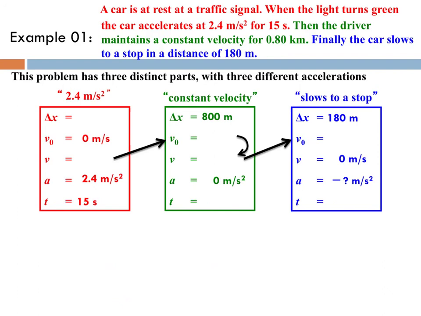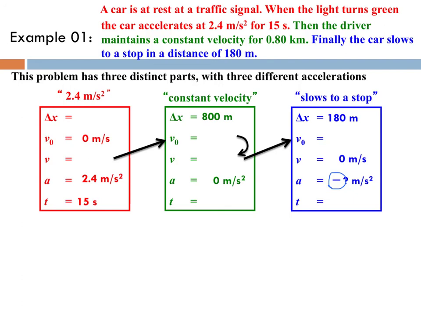In the first part, we're accelerating. The second part, we're moving at a constant velocity. And then the third part, we're also accelerating, but we are slowing down. So, because we're moving in the positive direction this entire time, our acceleration at the very end is negative, and we should know that because we are slowing down. We don't know what the number is, but we already can tell that that should be a negative number.